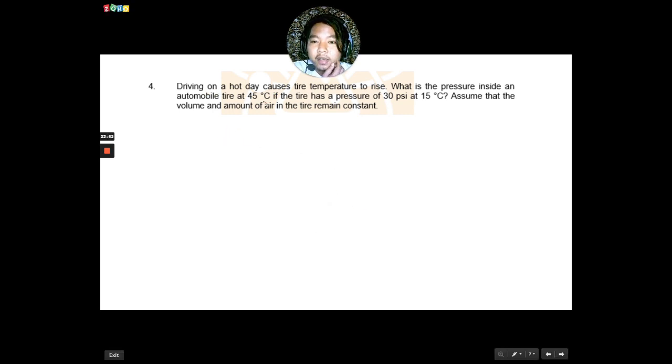So, yan. Driving on a hot day causes tire temperature to rise. What is the pressure inside an automobile tire at 45 degrees Celsius if the tire has a pressure of 30 psi at 15 degrees Celsius? Assume that the volume and the amount of air in the tire remain constant. So, let's have the given pressure.